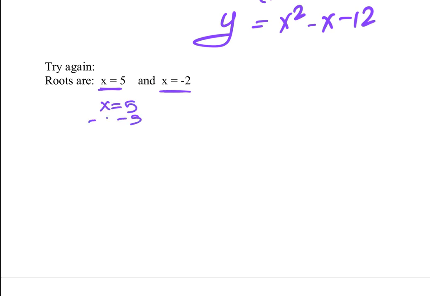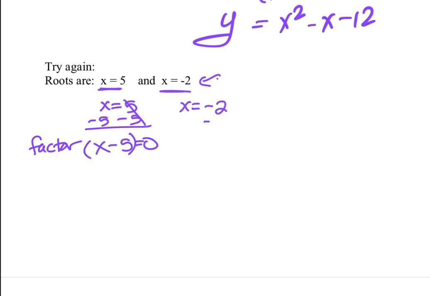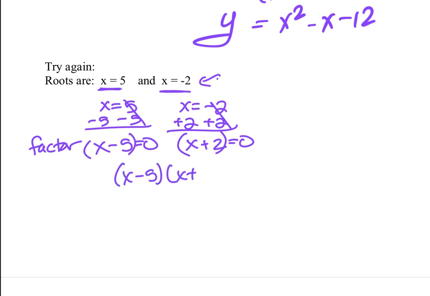Anyway, subtract 5. We set it equal to 0, or get everything to one side. And now we have our factor. So we go from this root of x equals -2 to x plus 2 equals 0, and we have our x plus 2 as our factor. So now x minus 5, x plus 2, and I just have to multiply these two together.